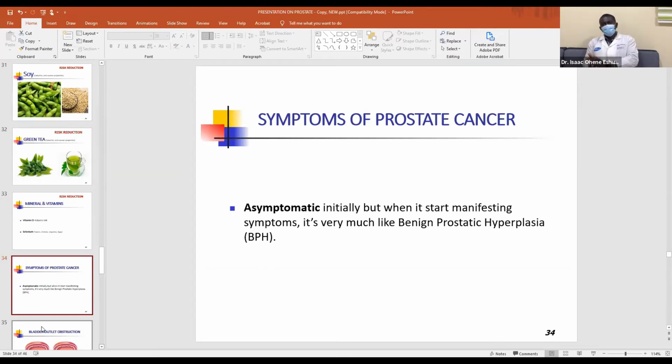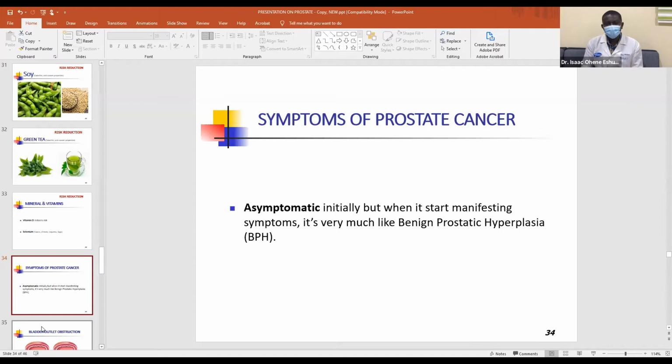So now we've looked at the causes, which we said are still under study, but what is profound is our knowledge of the genetic mutations that go on there. Then we looked at the risks. We went through the risks and we looked at certain things that will help modify the risk. We're now looking at the symptoms. Although we said at the early stages, you probably wouldn't have any symptom. What would be the symptom if you start manifesting? So that's what we'll focus on.